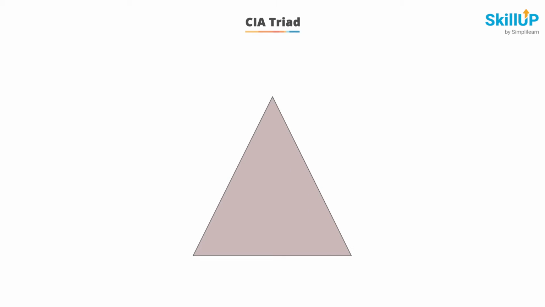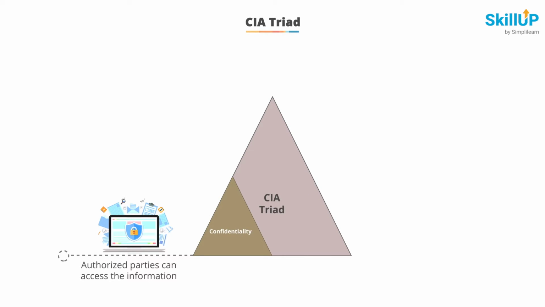So let's talk about the CIA triad. C, confidentiality. The principle of confidentiality asserts that information and functions can be accessed only by those who are authorized or third parties. Example would be military secrets.